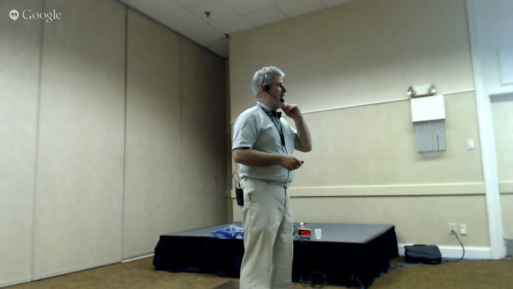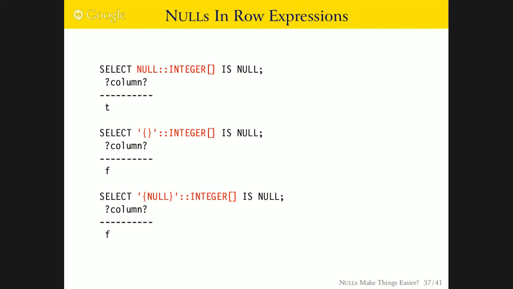Nulls in row expressions. This might be very Postgres specific, but effectively we have something called a row expression, which is sort of like a composite value, which contains multiple fields. So in Postgres, this is kind of weird. If you have a null and you cast it to an integer array, and you ask if it's null, it's true. If you have a zero-length array and you cast it to an integer array and you ask if it's null, it's false. That's good. But if you have a null in an integer array and you ask if it's null, it's false. So a null in an array is not a null, but a null itself as an array value is a null.